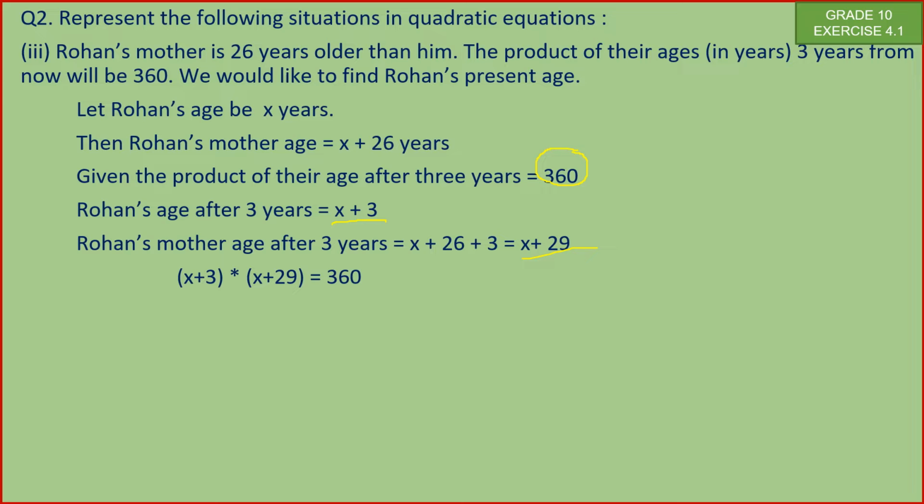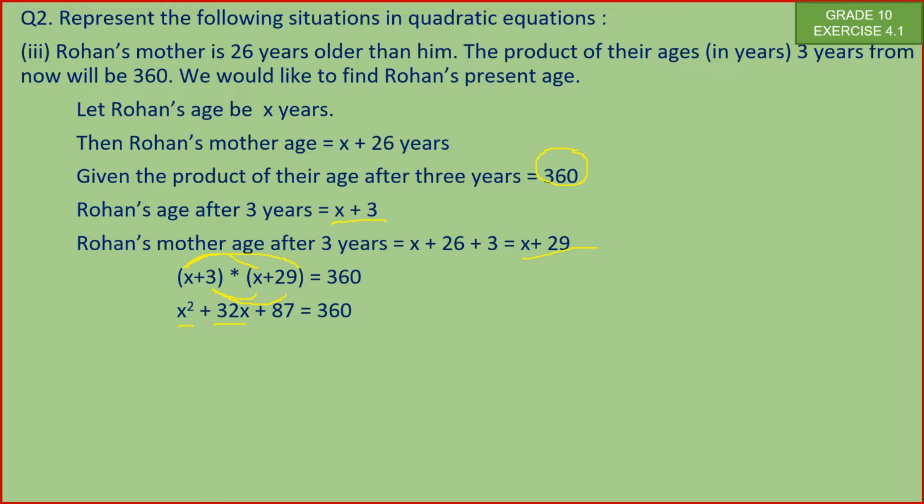Now using the same identity which we studied earlier, we can expand it, that is, A plus B multiplied by A plus C, it is just the multiplication of each term over the brackets. So it will become X multiplied by X, which is X square. Now X multiplied by 29 will be 29X, and 3 multiplied by X becomes 3X, and 3 multiplied by 29 becomes 87. So 29X plus 3X will sum up to 32X.